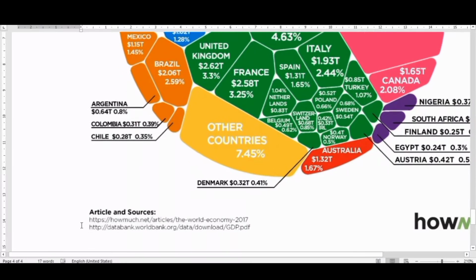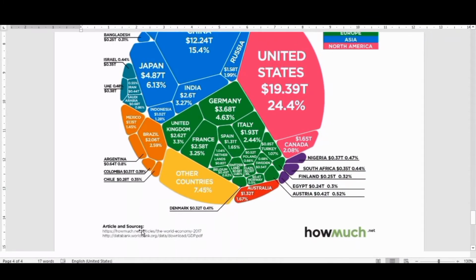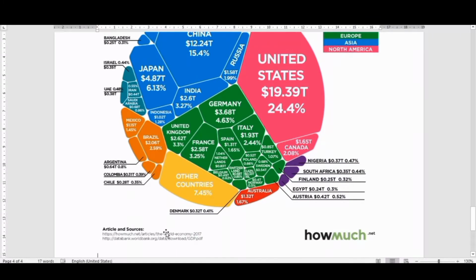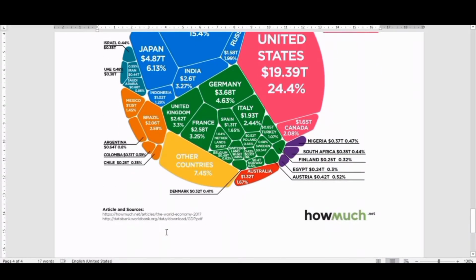over there, howmuch.net. And then in turn, the web page extracted the data from World Bank sources. Okay, so we're gonna be mentioning that in the introductory paragraph. And so here goes the description.